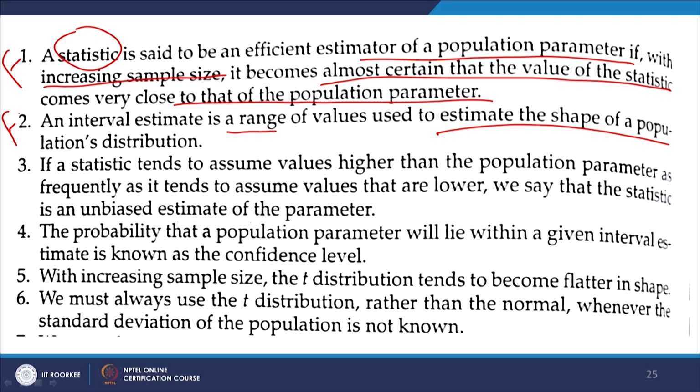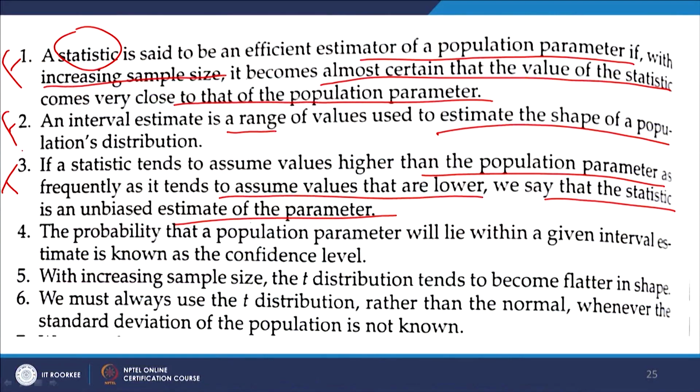Let us look at the next question. If a statistic tends to assume values higher than the population parameter as frequently as it tends to assume values that are lower, we say that the statistic is an unbiased estimate of the population parameter. Is it true or false? This is a true statement, because there is a possibility that the sample statistic may sometimes be less than the population parameter and sometimes more than the population parameter. It is possible.